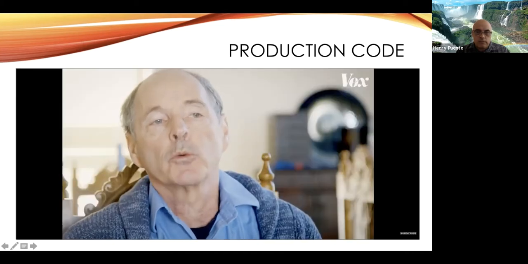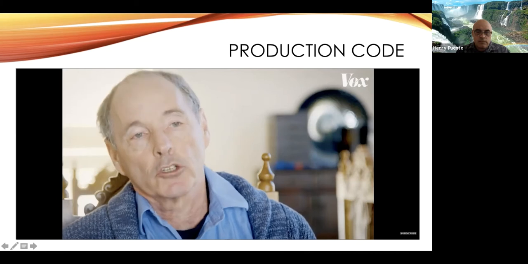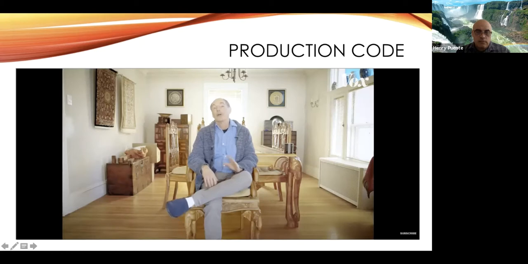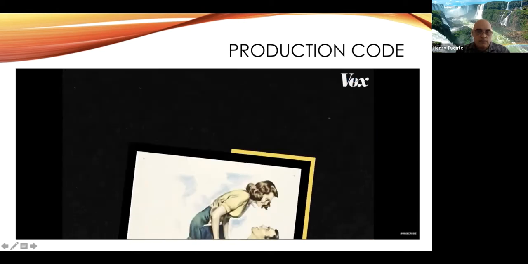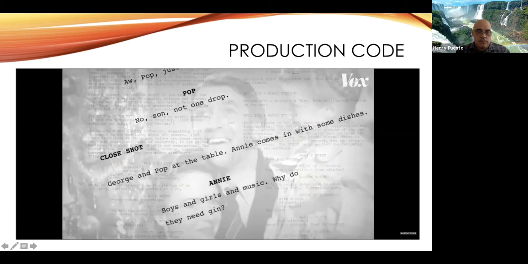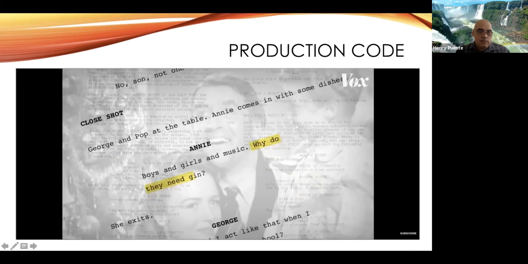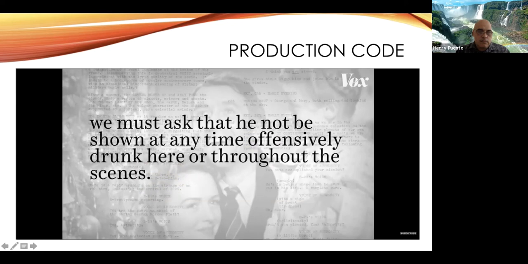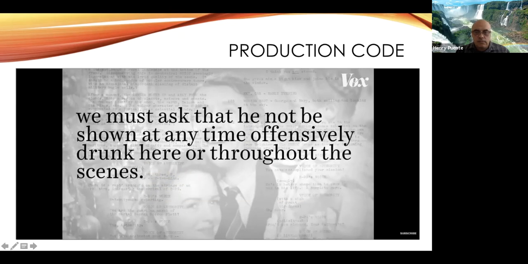The Breen office would get a script from a studio, and he would go through them line by line to make sure that nothing was said or implied or visualized that defied the production code. For instance, here's a couple of their notes on the Jimmy Stewart film, It's a Wonderful Life. Page 21. While it will be acceptable to indicate Gower as having recourse to drink because of his disturbing emotional problem, we must ask that he not be shown at any time offensively drunk, here or throughout the scenes.